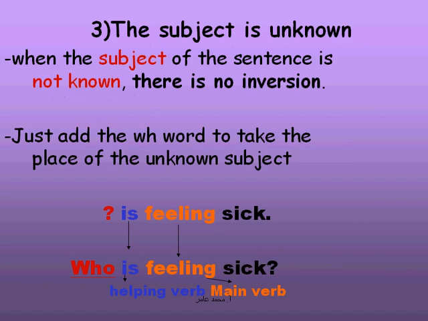Number 3, the subject is unknown. When the subject of the sentence is not known, there is no inversion. Just add the WH word to take the place of the unknown subject. Is feeling sick. We don't know the subject here, so we don't need to make any inversion of the verb. We just add the WH word who. Who is feeling sick? So the WH word comes immediately before the verb.